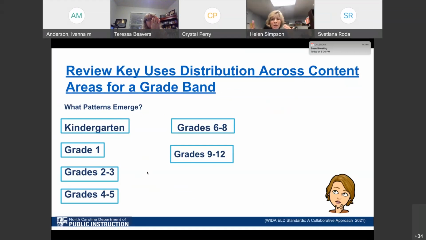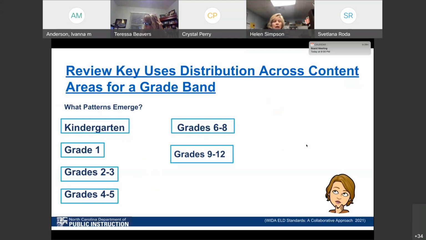And so when you think about those distributions of key language uses, I want you to think about how can you develop common language for all students in your school? And I'd like for you to type in some ideas into the chat box.